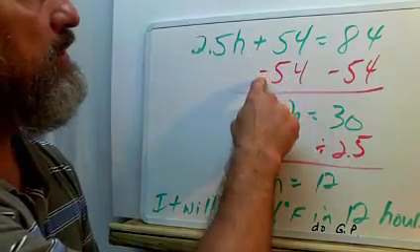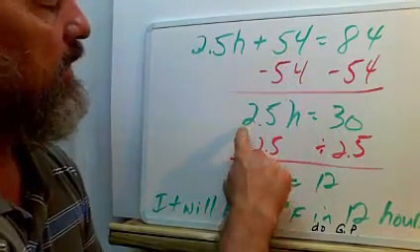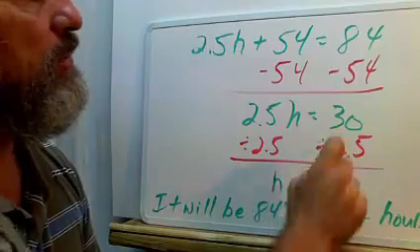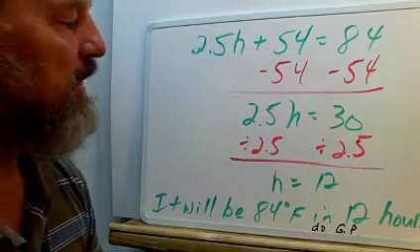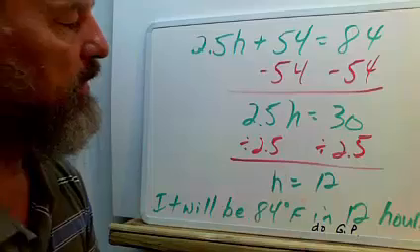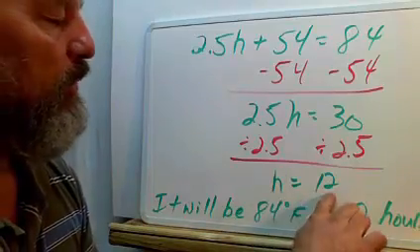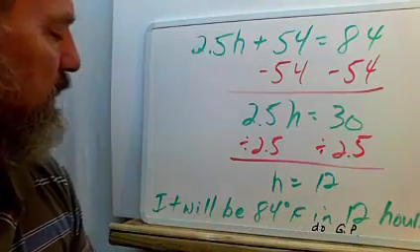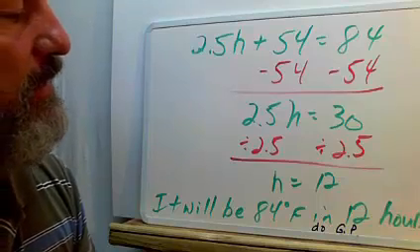Undo the addition by subtracting 54, and we get 2.5h equals 30. So we're going to divide both sides by 2.5 since this is a multiplication statement here, and we end up with 12. So your statement would be, it will be 84 degrees Fahrenheit in 12 hours.